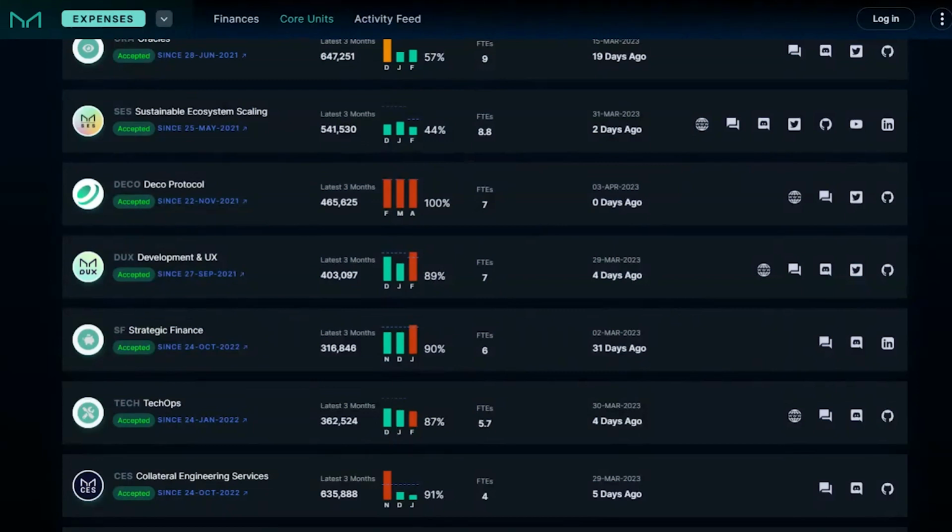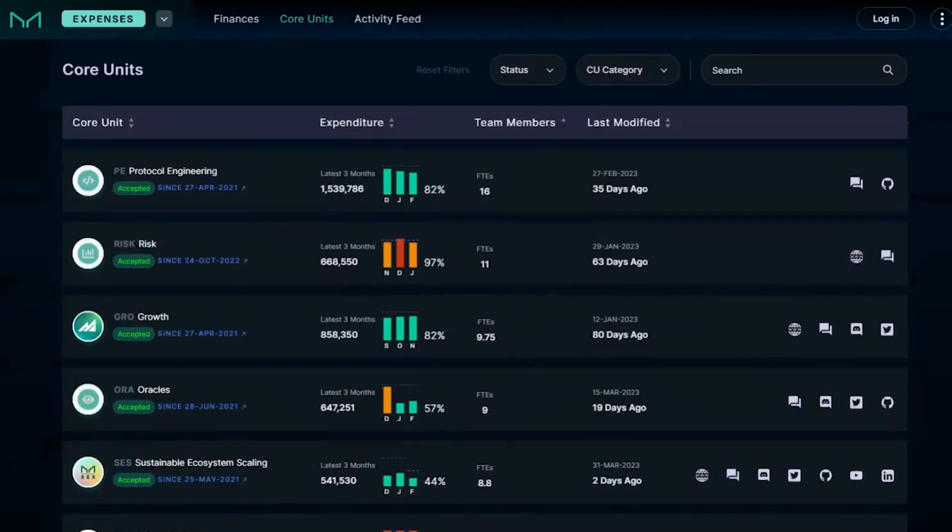So I hope this gives an idea of the kind of responsibilities that these core units have. Got it. It does. Really good. And now if we're looking at this view, we see green, red, and orange bars there as well. I'm assuming that has to do with budget expenditure. How are the core unit budgets determined?